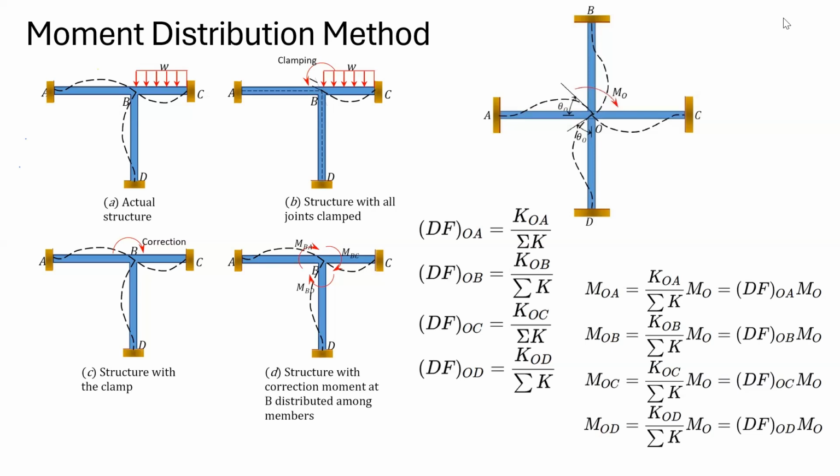How to calculate the distribution factor? The individual stiffness is divided by the summation of all stiffnesses. That will give you the distribution factor for OA, OB, OC, and OD. And our objective is to calculate MOA, MOB, MOC, MOD. How to calculate that? Just multiply MO by the distribution factors. You will get the values for MOA, MOB, MOC, and MOD. So this is the general philosophy for the moment distribution method, correct?